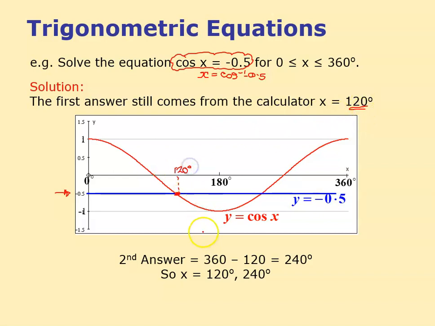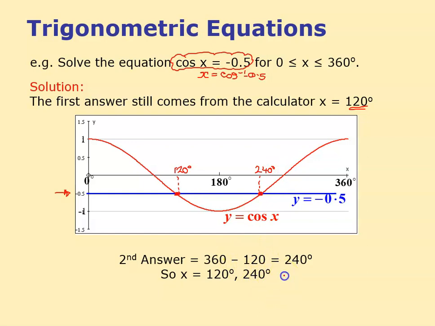That's 120 degrees. But again, notice the blue line carries on. It carries on to there. And that's a second solution. Now, when I was doing this at A-level many moons ago, we used to basically say to ourselves, well, I can see that it's from the naught line, it's 120 degrees this way. And so by symmetry, from the 360 line, it's another 120 degrees back again. So it's actually 240 degrees. That's what this answer says.